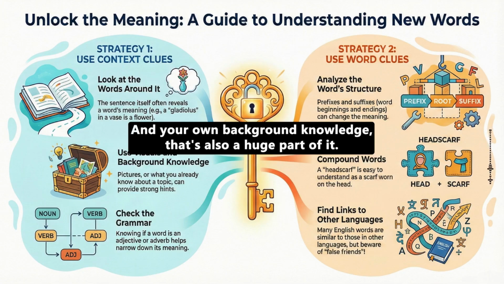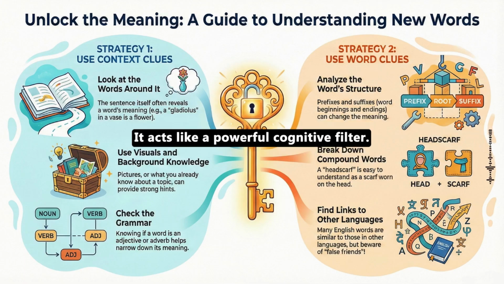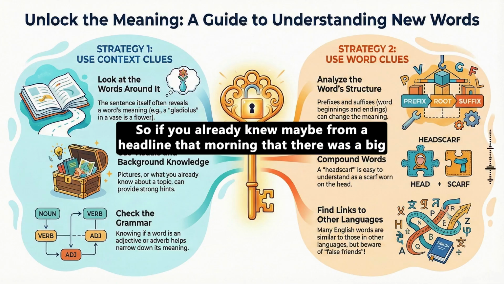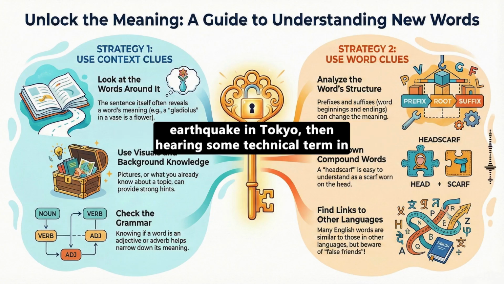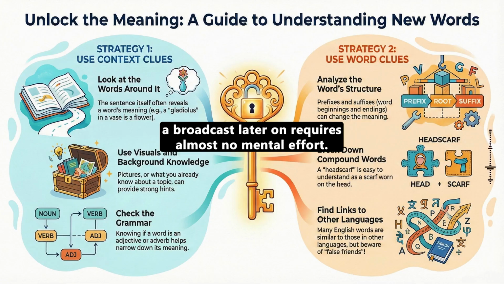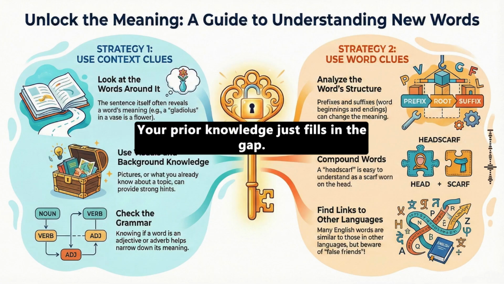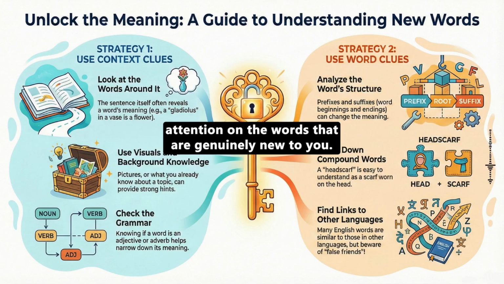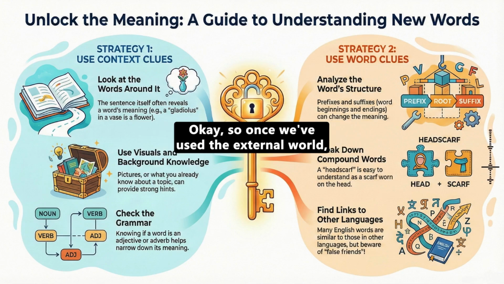And your own background knowledge, that's also a huge part of it. It acts like a powerful cognitive filter. A very powerful one. So if you already knew, maybe from a headline that morning, that there was a big earthquake in Tokyo, then hearing some technical term in a broadcast later on requires almost no mental effort. Your prior knowledge just fills in the gap. It makes earthquake easy to grasp so you can focus your attention on the words that are genuinely new to you.